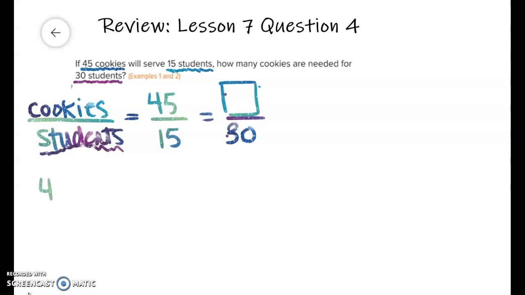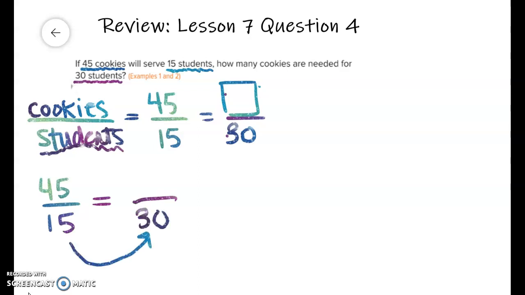So I'm going to set up my equivalent fractions, which is also a proportion. So here we go. And when I look, I don't need to use a unit rate because I can turn a 15 into a 30 fairly easily. I know that 15 times 2 is 30. So to keep things proportional or equivalent, I'm going to go ahead and do 45 times 2, which is 90.